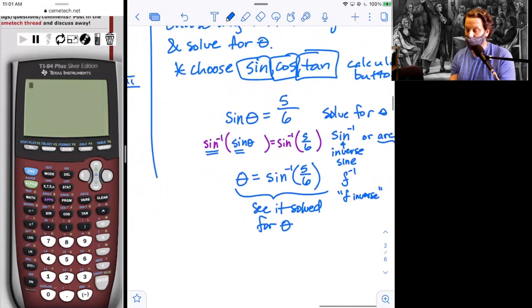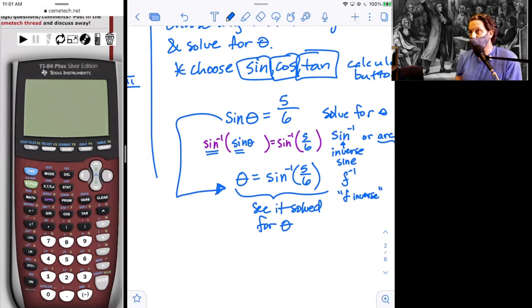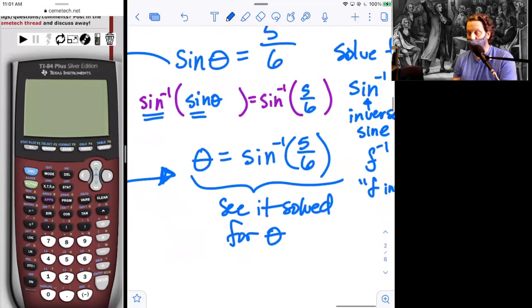Now, if you want, you could skip the purple step and go straight here. That's fine. I just showed you that it worked, okay? But I do want to see it solved for theta. Now, all we have to do, since we are in degree mode, is type in the right side, inverse sine. Now, how do you think you get inverse sine?